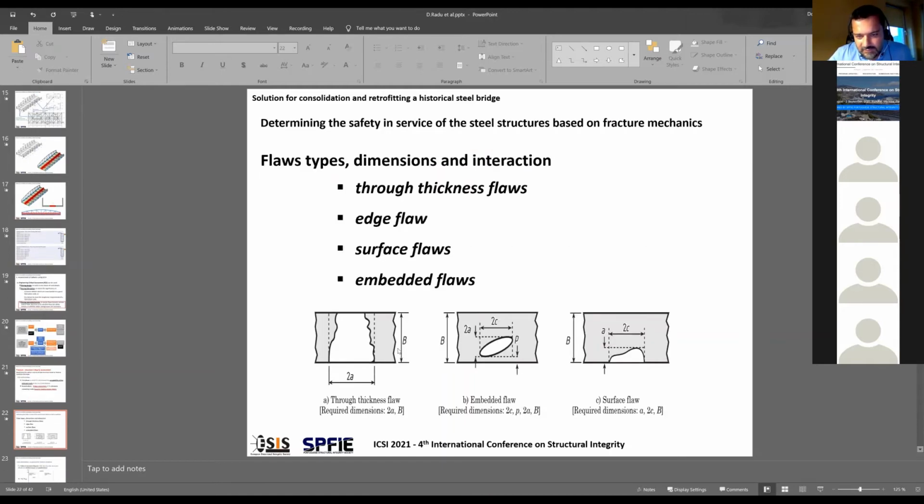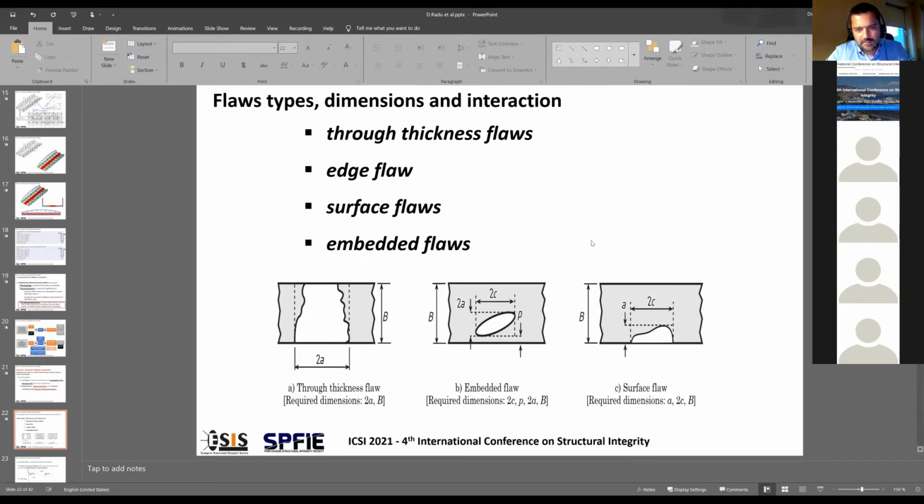So first, the British standard 7910 norm was taken into account, which is proposing these types of flaws regarding the dimension and their interaction. So these types of flaw: the through thickness flaw, embedded, and the surface flaw; you also have the long surface flaw taken into account. And the failure assessment diagrams, level 2 in this case, were used in order to assess the implications of the possible discovered flaws.